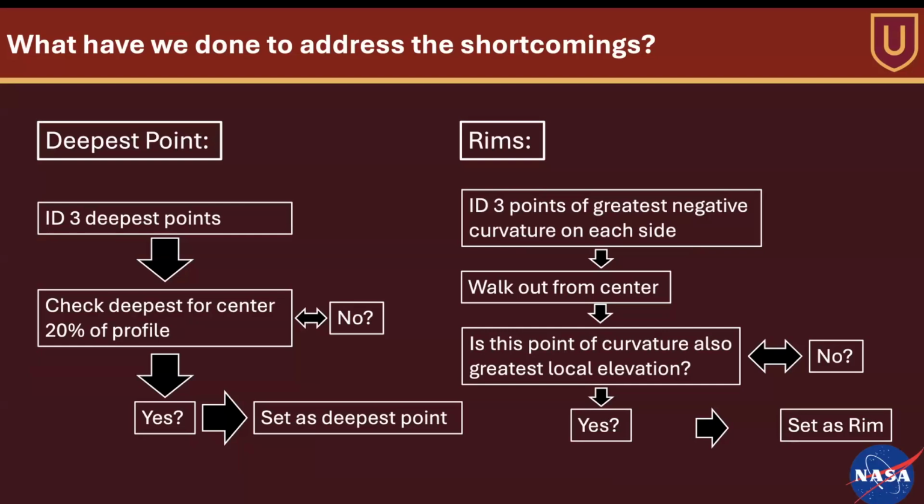So what did we do to address these shortcomings? For the deepest point, we are now identifying the three deepest points in the profile, and we're checking from the lowest one up to make sure it's in the center 20% of the profile. This will eliminate the error of going to another crater that might be showing up in the same profile. And then for the rims, instead of just looking for the highest elevation on each side of the deepest point, we are looking at the closest one that is also the highest elevation, that is also one of the three greatest points of negative curvature. So we're introducing more statements that will hopefully narrow down the chances of getting an error there.